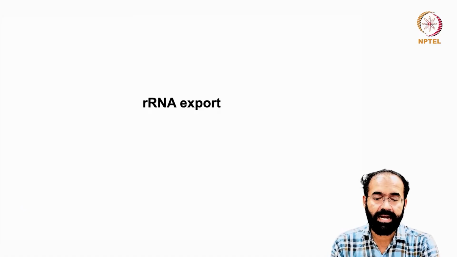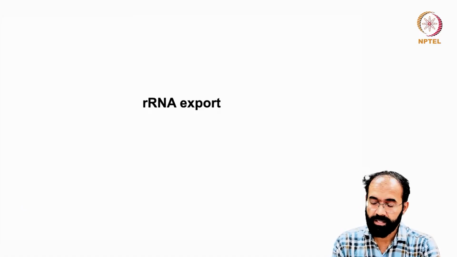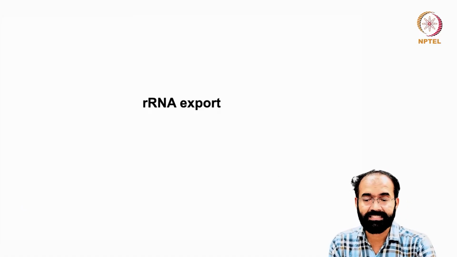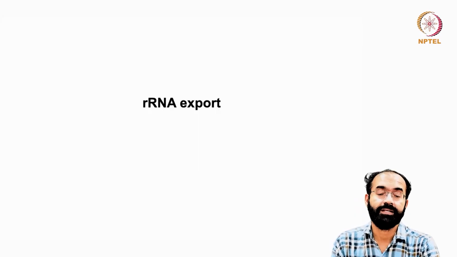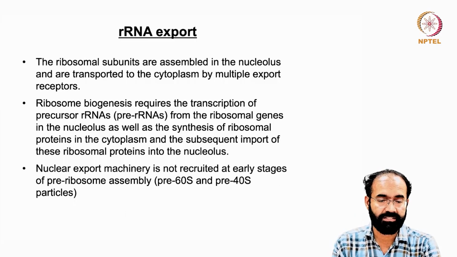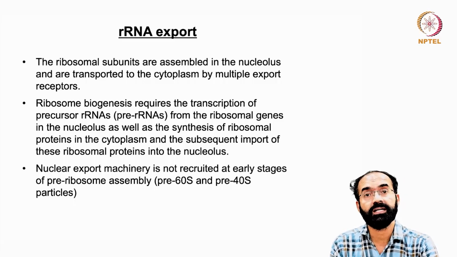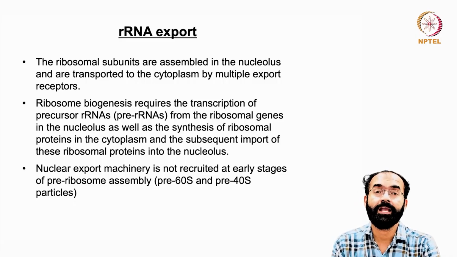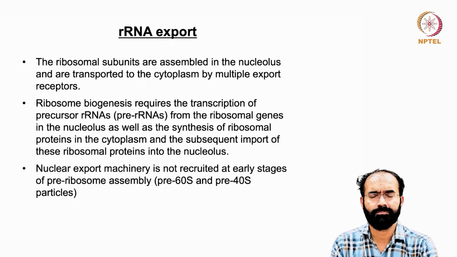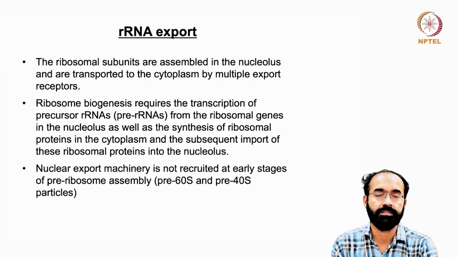Now we will see ribosomal RNA export. How ribosomal RNA is getting exported from the nucleus to the cytoplasm. The ribosomal subunits are assembled in the nucleus and are transported to the cytoplasm by multiple export receptors, because ribosomal RNA is not one species. Just like mRNA, there are plenty of different types and sizes and lengths and secondary structures.